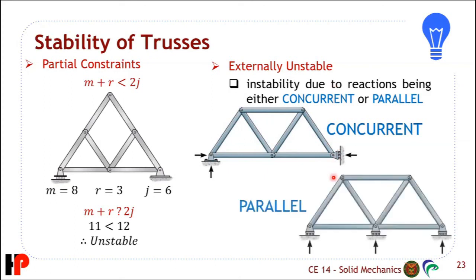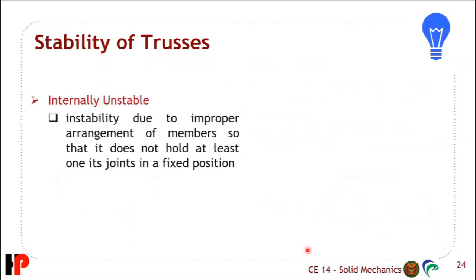The next one is parallel. So ganyan, tatlong roller. So, parallel sila. So if I apply a horizontal force, gagalaw na yung buong truss. Gusto nyo ba yun yung bubong nyo gumagalaw pag humangin? So kaya kailangan at least may isang pin. Okay? So but for trusses, there's also a concept of internal instability. So this happens if the arrangement of members are improper, such that it does not hold at least one of its joints in a fixed position.